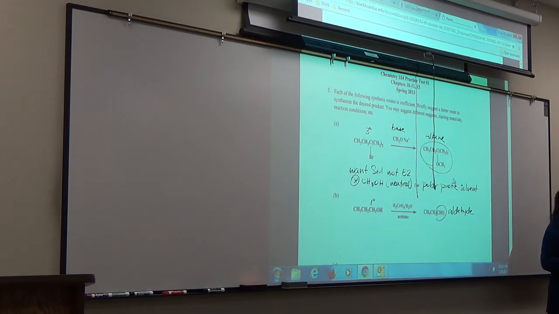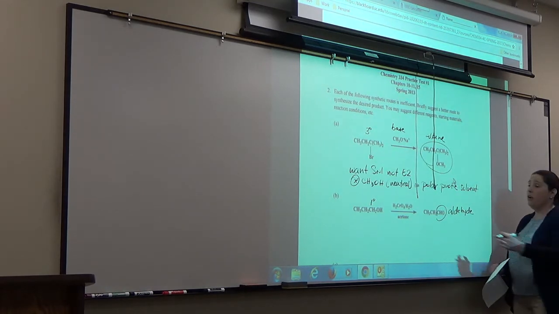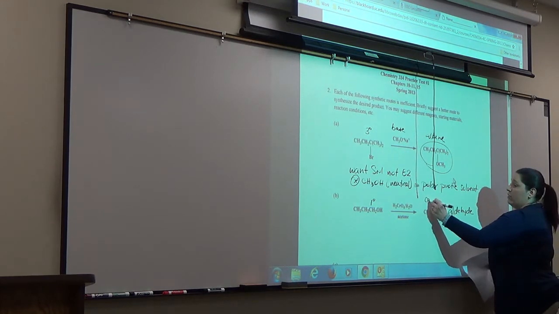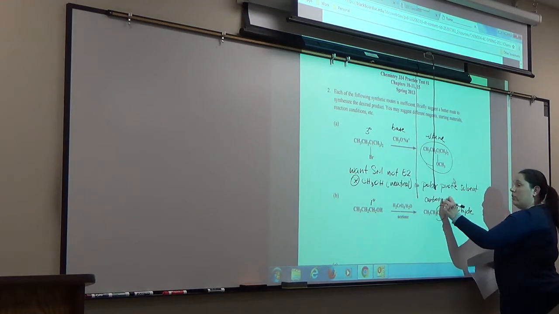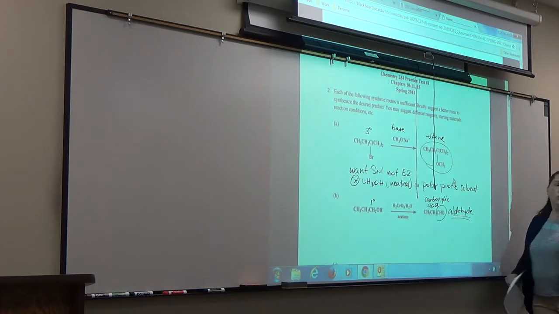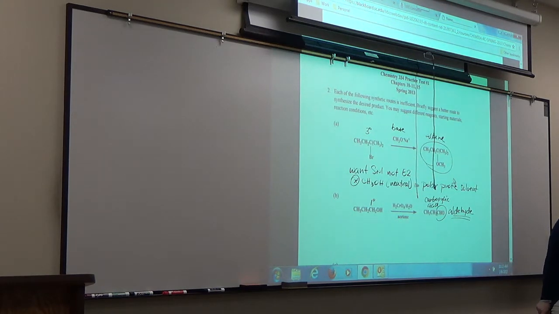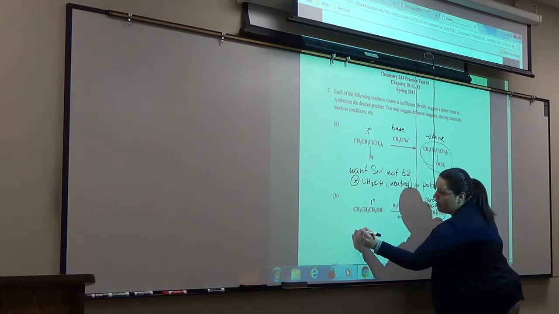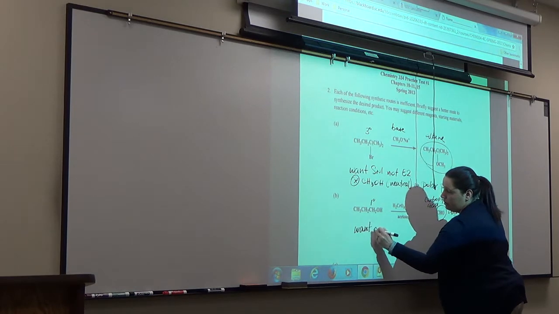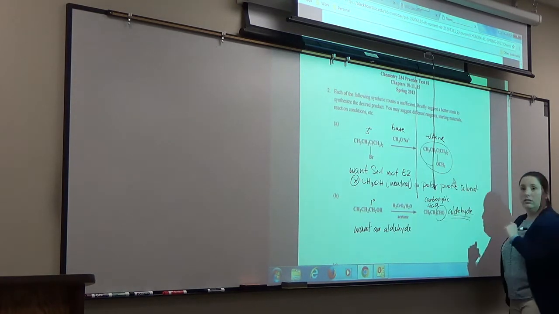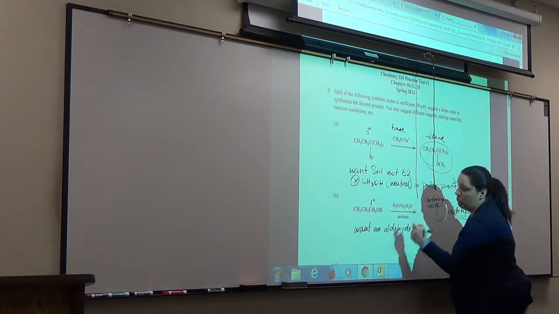What is the chromic acid? The way it's drawn, it should give me a carboxylic acid, and I don't want a carboxylic acid. I want an aldehyde. So what's the reagent that gives me an aldehyde? PCC, right? So I need to change the reagent.